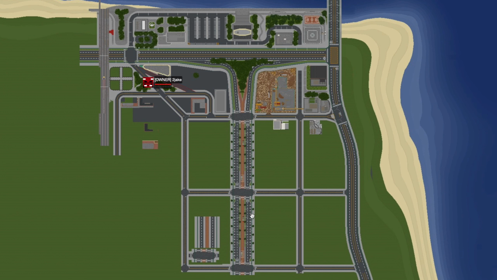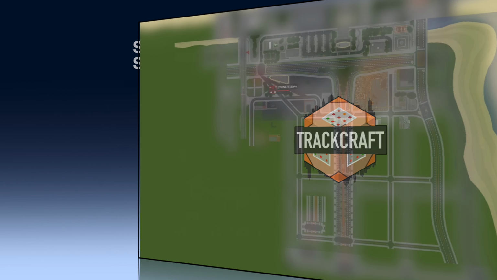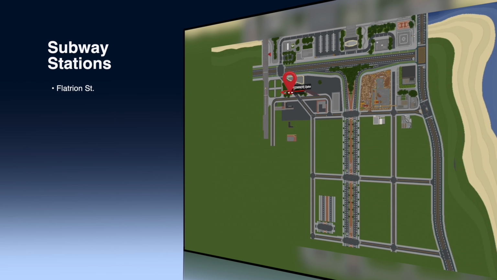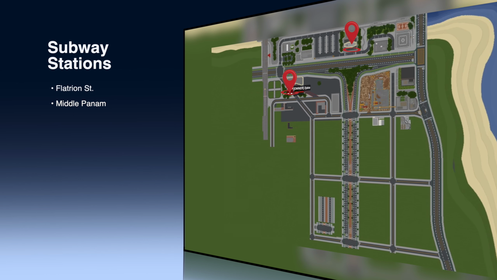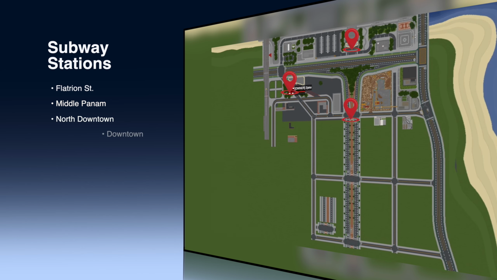Alright, so I opened my city world in Dynmap to figure out some locations for the train stations, and I actually think I have a pretty good idea. Alright, here are the locations and names. The first one, Flatiron Station. Next one, Middle Panam, North Downtown and Downtown.